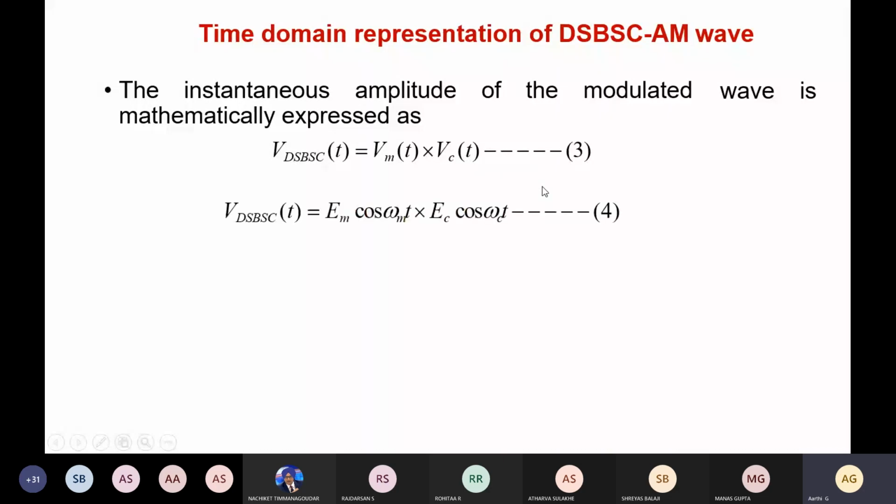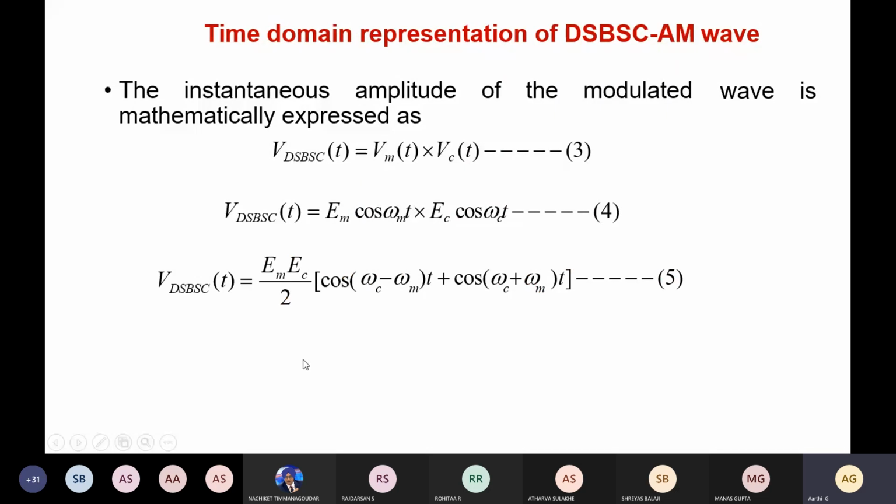So we are just taking the product of both, and finally we are arriving at this DSBSC waveform. If you take the product of both, it is Em into Ec by 2 [cos(omega c minus omega m) plus cos(omega c plus omega m)]. So we are just using the same trigonometric identity. We are getting only the two sidebands, upper and lower sidebands.